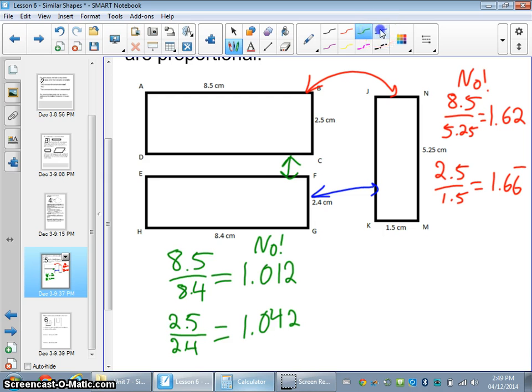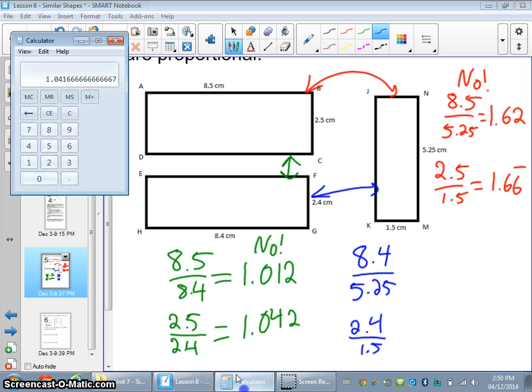Now this last one, let's check this here. So I'm going from this rectangle to this one. Again, bigger number on top, for both the length and the width. So I want to go 8.4 over 5.25, and then 2.4 over 1.5. So let's do those two divisions and see what we get.